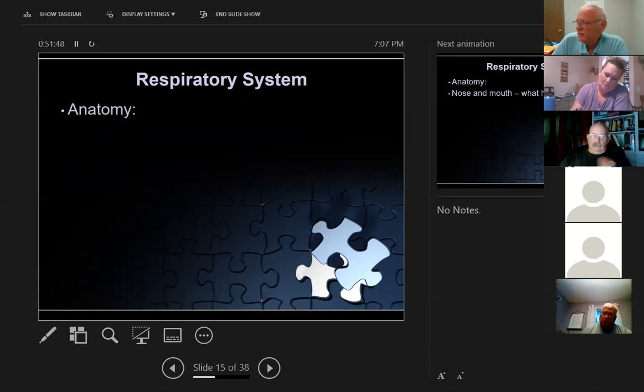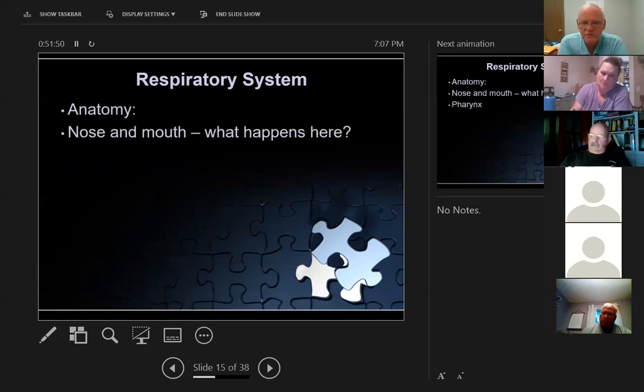All right, let's talk about the anatomy. Air comes in. The normal way is through the nose and mouth. The abnormal way is through a gunshot wound or something like that, but that's another story for another day. What happens when it comes in the nose and mouth? Is it just sitting there or whatever?